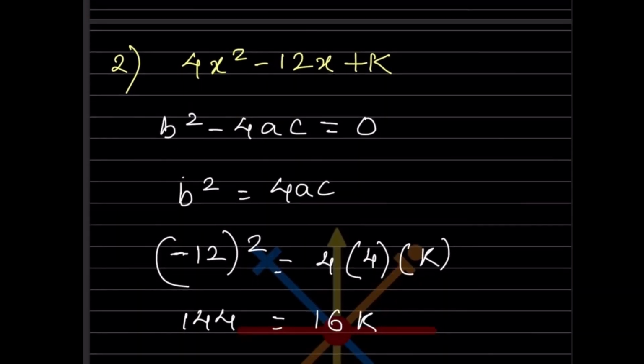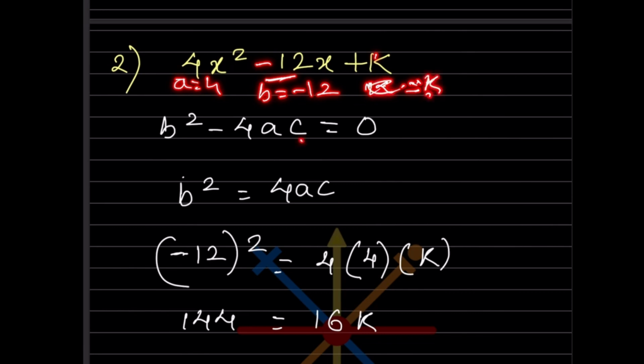So again here they have asked for this k, the constant one. So we are going to start with this one, b square minus 4ac is equal to 0. So b square is 4ac. Now what you can see here, a is 4, b is, along with the sign, minus 12, and we don't know what this k is. The c is going to be k.